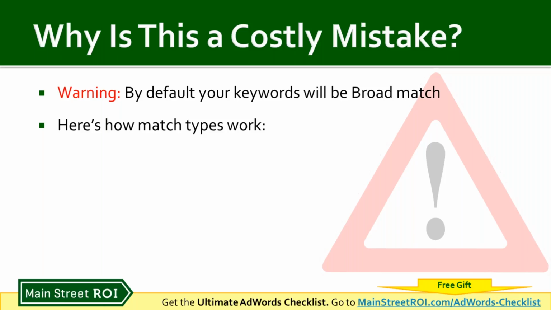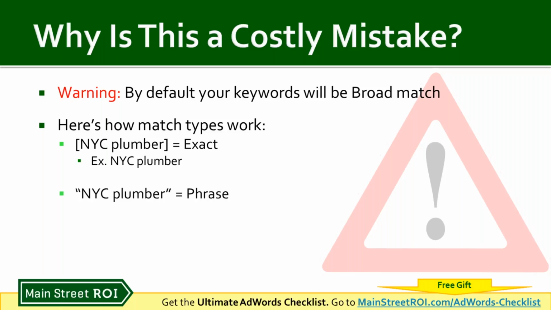If you're not familiar with match types, here's how they work. If you use the square brackets and put your keyword in there, let's say it's NYC plumber, that's called exact match. And your ads will show up when someone types in NYC plumber, and with some of the recent changes, you'll show up with just slight variations of that keyword. But you're basically only targeting that specific keyword.